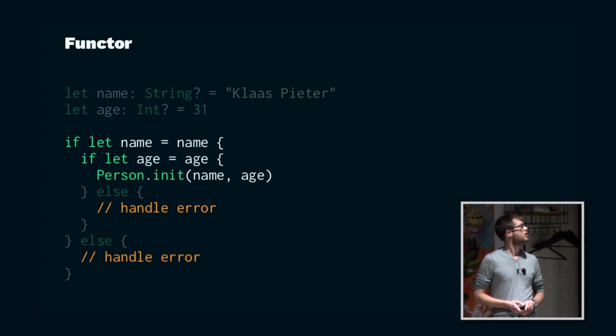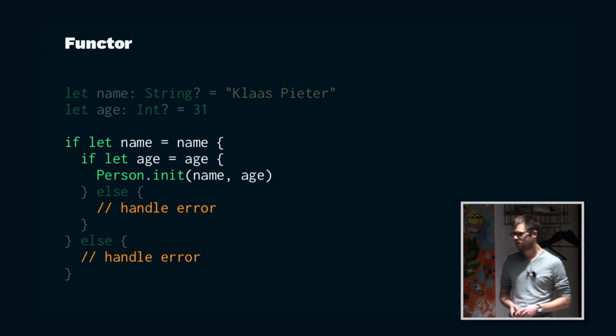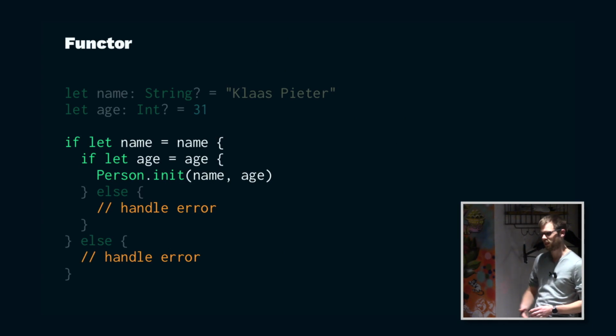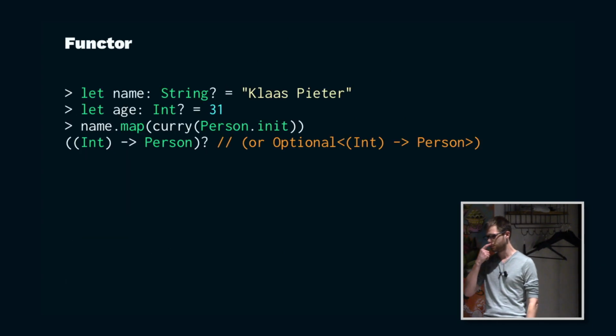These things are kind of the same. The level of nesting is the same. The error handling is the same. If we add another property, the level of nesting is going to be the same again. The error handling is going to be the same again. So let's try to solve this with a functor.